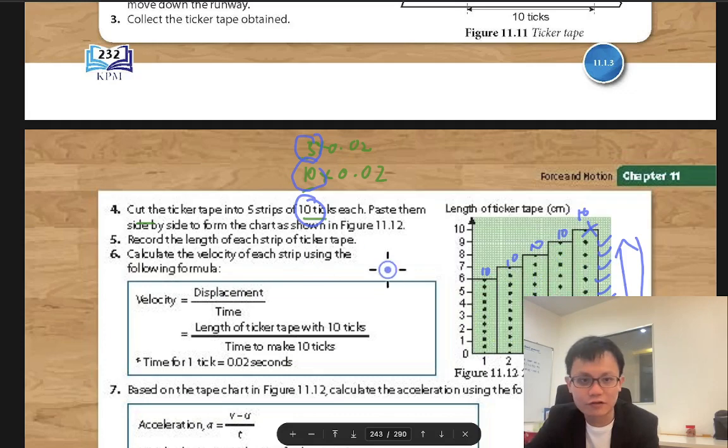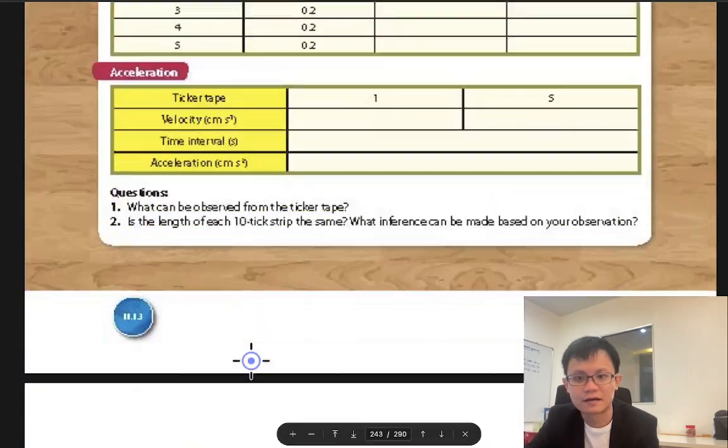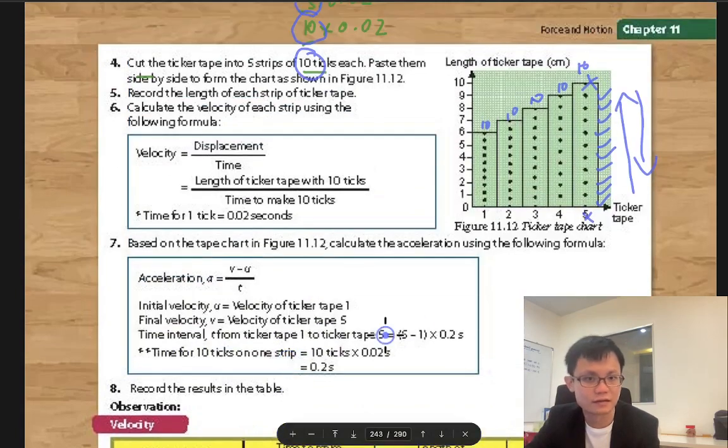Okay, so after that you have calculated. Let's say I want to find the speed. Usually I have 3 questions I want to ask.